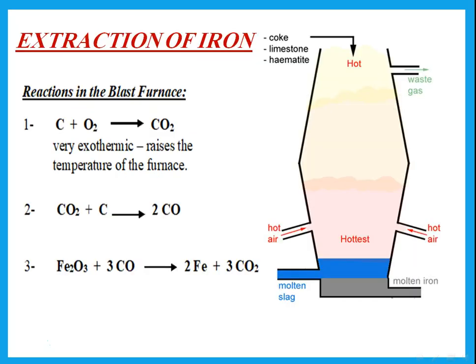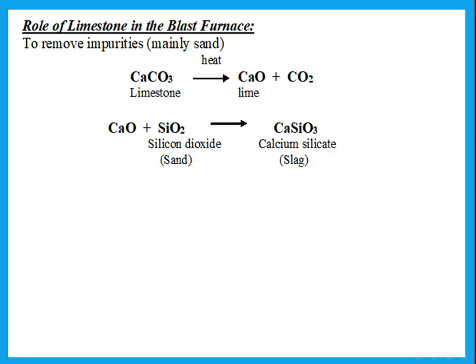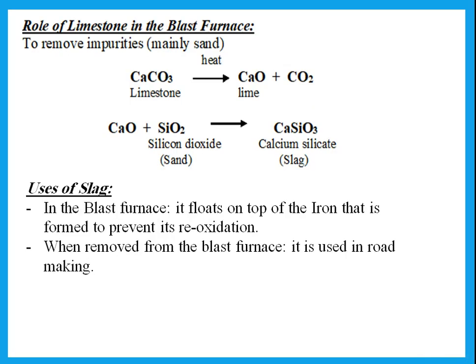Let me go back to the diagram. Can you see where molten slag is? The slag floats on top of iron because the iron is heavier. So the iron that was formed from the blast furnace, from the reduction of the hematite, goes down at the bottom. So that's molten iron. And then the slag that is formed from the reaction of the limestone with the sand floats on top of this. Now, the slag has two functions. Actually, in the blast furnace, it floats on top of the iron.